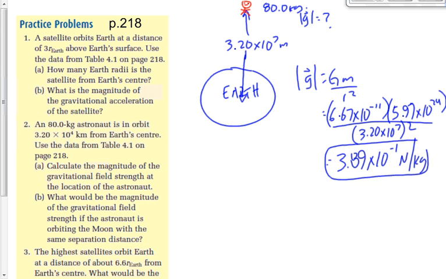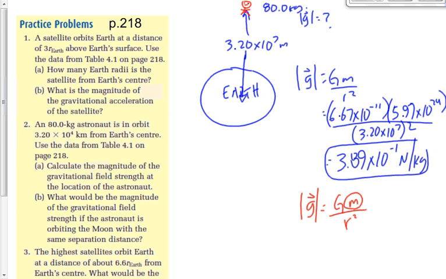I'm not going to do B, but we'll tell you how you would do B. What would be the magnitude of the field strength if the astronaut is orbiting the moon with the same separation distance? What would change? G wouldn't change. The separation distance isn't changing. The only thing that changes here is the mass, right? So you plug in the mass of the moon as opposed to the mass of the Earth. That's on your data sheet as well.